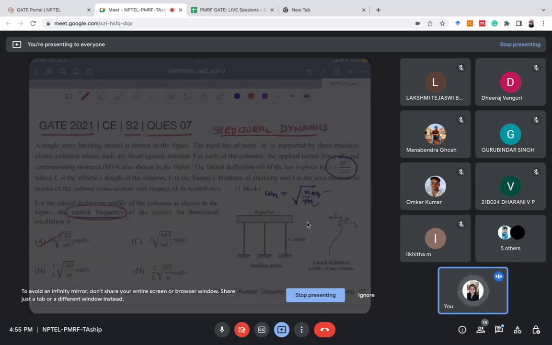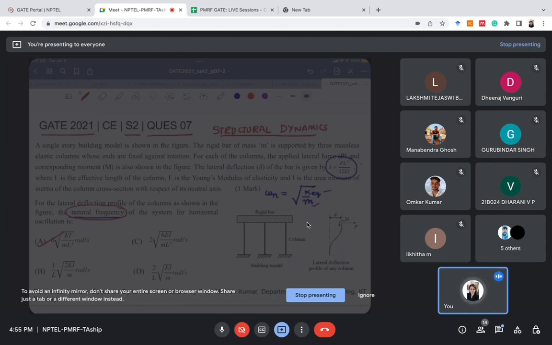Maybe in the next year they can ask you what is the value of time period. For time period also, you'll calculate the value of omega n and put it in the formula 2 pi by omega n. These are very simple questions they ask, but they look complicated, so people can simply leave them. You should not leave them.